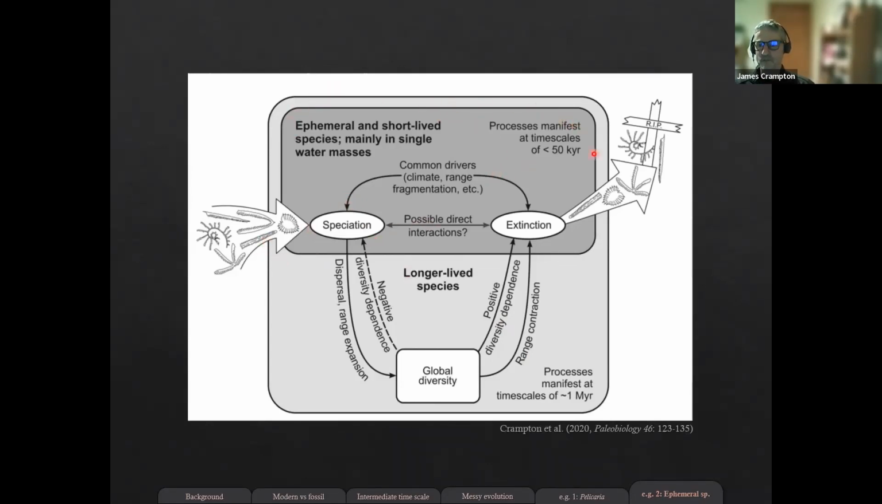So in this model, let's look at the dark gray box. You have species forming through speciation or evolution. You know, all these different graptolites forming here. And then a bunch are going extinct. And this is happening very rapidly. Short-lived species are coming and going, just blam, blam, blam. They're evolving and going extinct very rapidly.